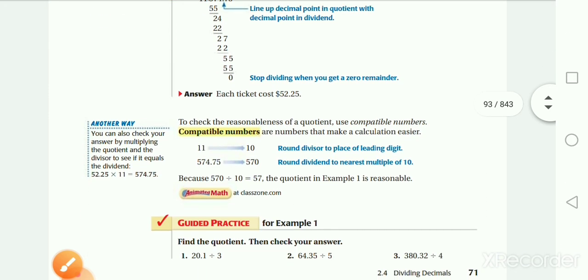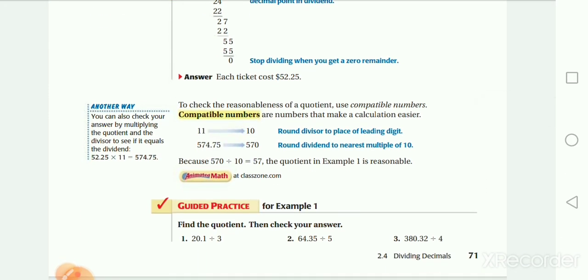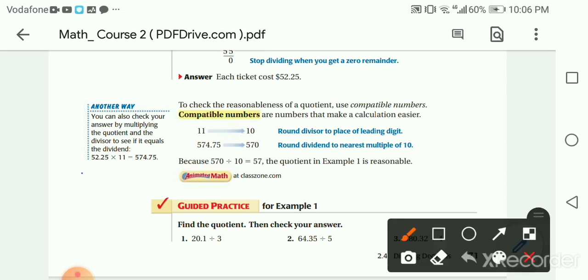To check the reasonableness of a quotient, use compatible numbers. Compatible numbers are numbers that make a calculation easier. You can also check your answer by multiplying the quotient and the divisor to see if it equals the dividend or not. When I say 52.25 times 11, it will give you the same answer. So you checked your answer is right.